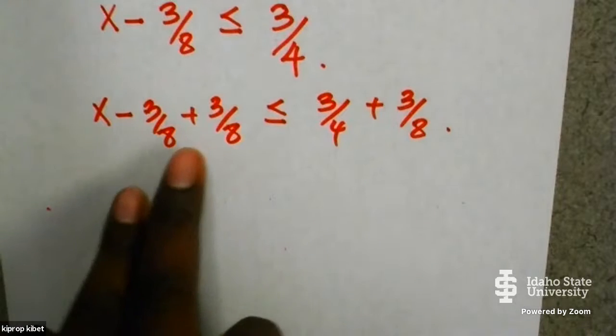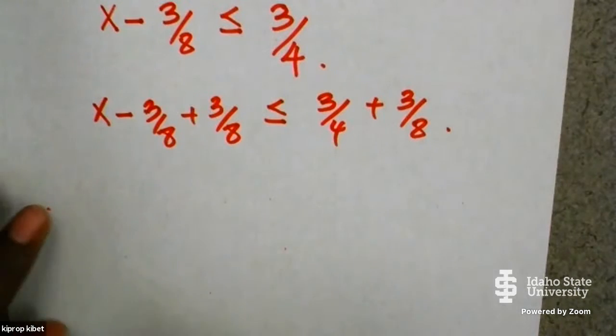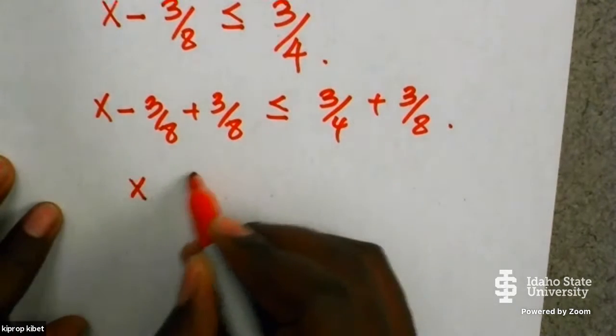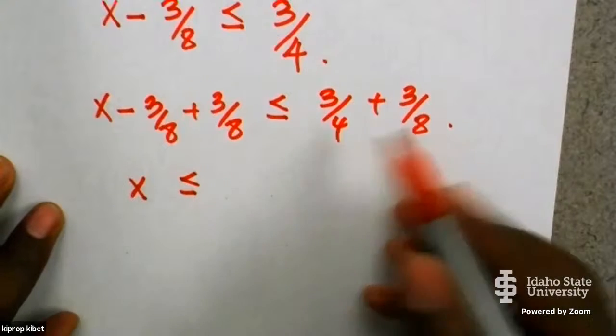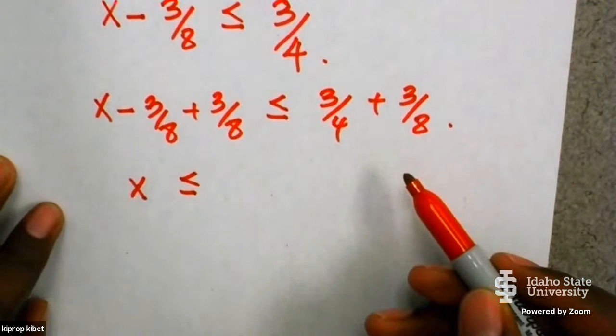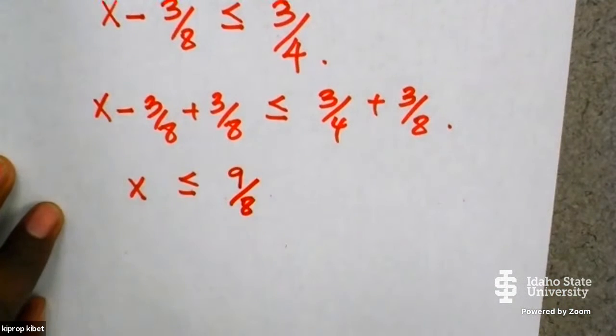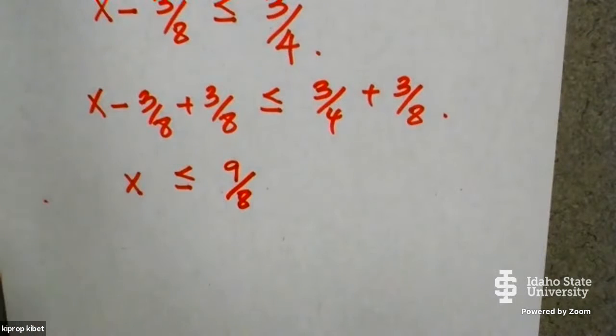So 3/8 minus 3/8 plus 3/8 is what? Is 0, right? So this is x less or equals to. Now 3/8 plus 3/8 is what? So 9/8. Yeah. So 9/8. So that is property number one.